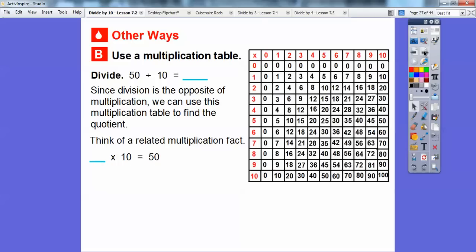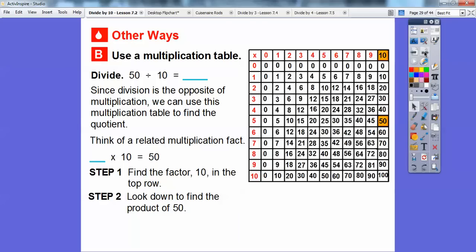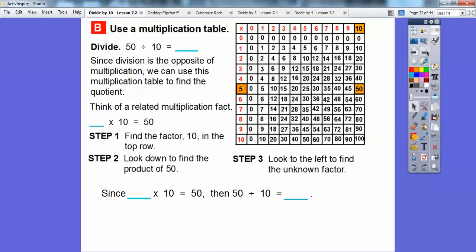How we can use this multiplication chart is to find the factor 10 in the top row. I've highlighted it right there. Then step two is to scroll down and look for the product of 50. Here's the product 50 right here. So here's 10, scroll down and find the product 50. Then we look over to the left to find the unknown factor. So 5 times 10 equals 50. Since 5 times 10 equals 50, then 50 divided by 10 equals 5. That's just a related multiplication fact.